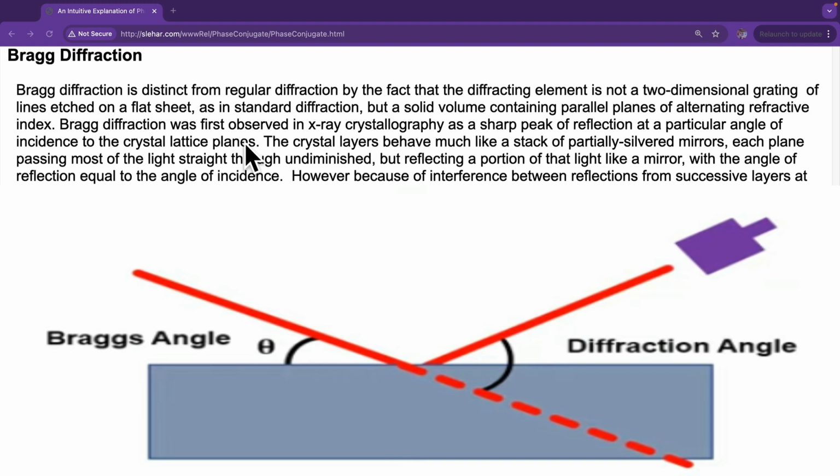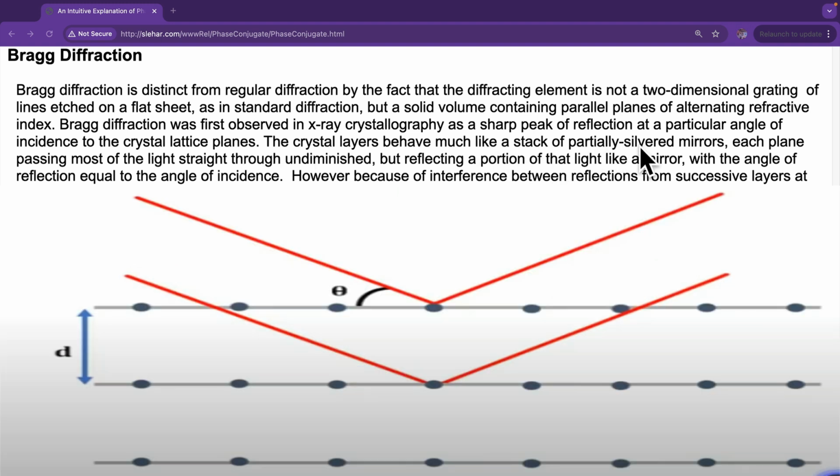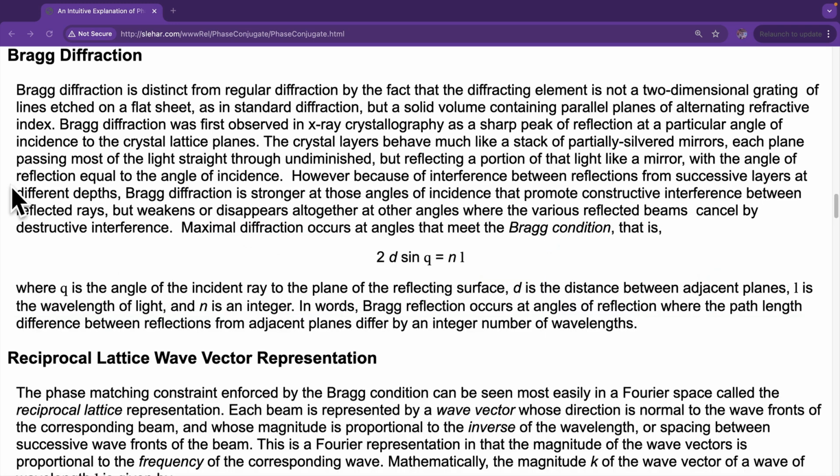The crystal layers behave much like a stack of partially silvered mirrors, each plane passing most of the light straight through undiminished, but reflecting a portion of that light like a mirror, with the angle of reflection equal to the angle of incidence. However, because of interference between reflections from successive layers at different depths, Bragg diffraction is stronger at those angles of incidence that promote constructive interference between the reflective rays, but weakens or disappears altogether at other angles where the various reflected beams cancel by destructive interference.